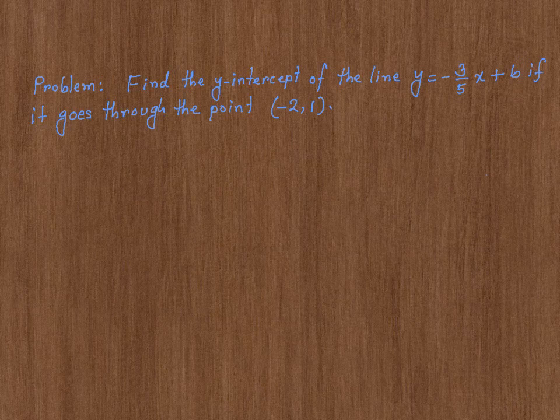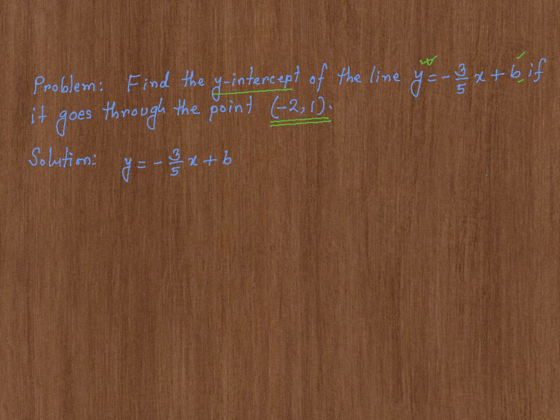In this video, I am going to find the y-intercept of a line, if this line goes through the point -2, 1. Please keep in mind the equation is given as y is equal to -3/5 x plus b. b is unknown. We are looking for the b. However, they have told us that the line goes through the point -2, 1. Now we have to use this information to find the value of b, and that will give us the y-intercept.